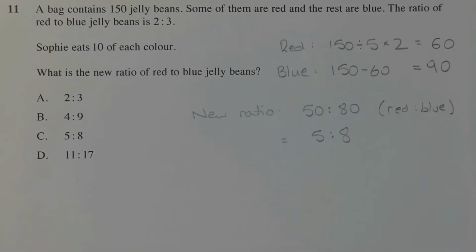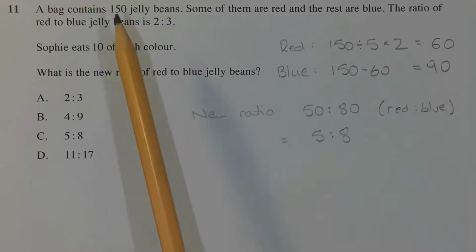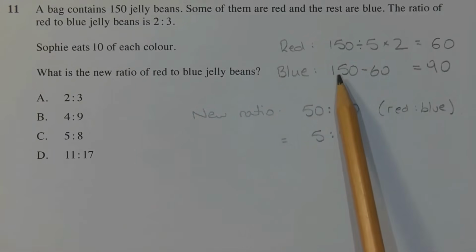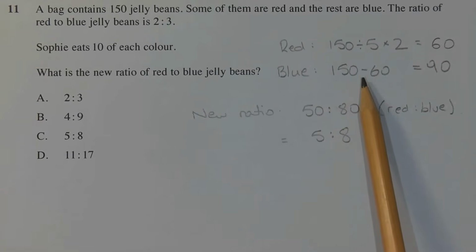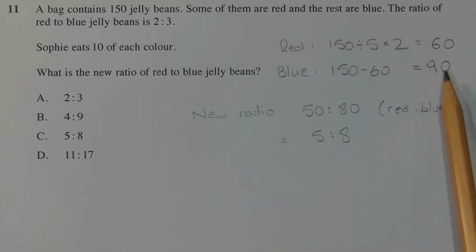So to get the number of blue jelly beans, that's the difference between the total number of jelly beans, so that's 150, and the number of red jelly beans that we just found, which is 60. So 150 minus 60 gives us 90 blue jelly beans.